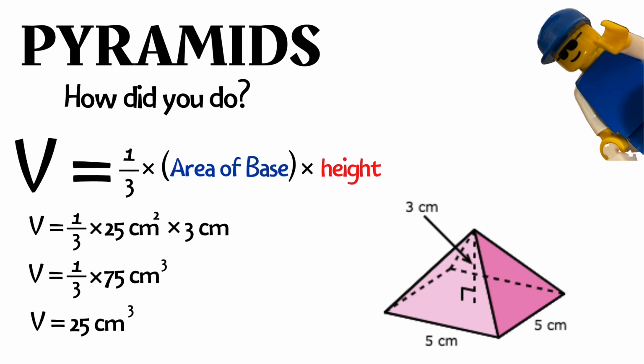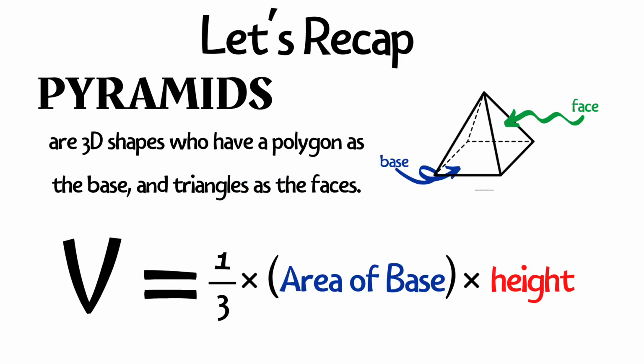So how'd you do? If we look at this one, the base is of course a square, so we'll do 5 times 5. And then we multiply that by the height, and we see that that's 75 centimeters cubed. And then we divide that by 3, and we get 25 centimeters cubed. Did you get that? So let's recap.